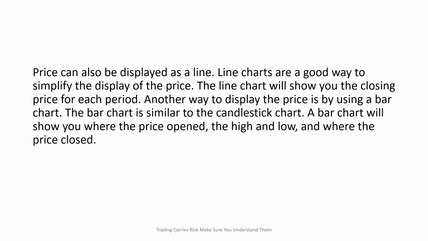Prices can be displayed as a line chart. A line is a good way to simplify the display of price. A line chart will show you the closing price for each period. Another way to display price is by using a bar chart. A bar chart is similar to a candlestick chart. Both of them display the open, the high, the low, and the close. A bar chart will show you where the price opened, the high, the low, and where the price closed.